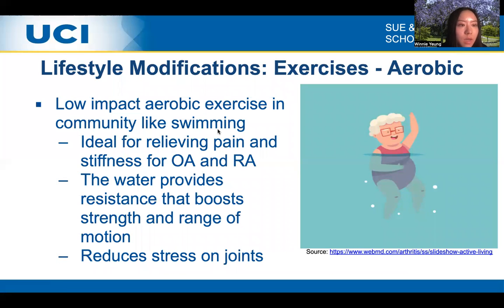Okay, so low impact aerobic exercises are examples of lifestyle modifications that benefit individuals with osteoarthritis and rheumatoid arthritis. A great example is swimming, which is proven to relieve pain and stiffness. The water provides a resistance that boosts strength and range of motion.